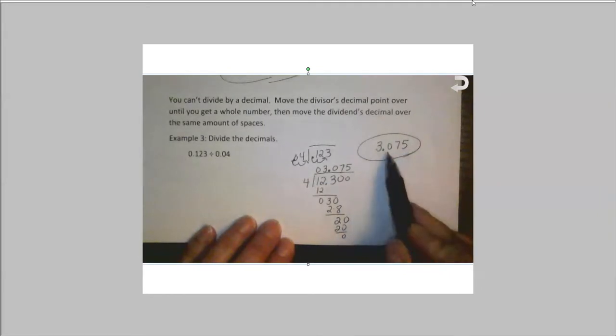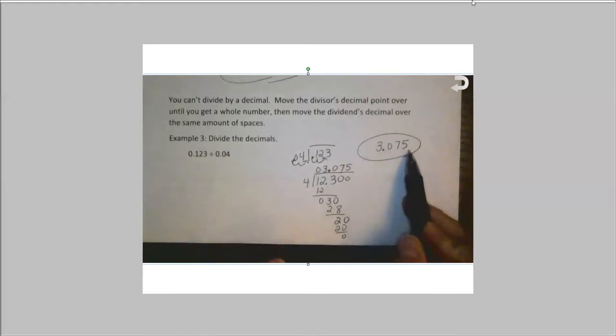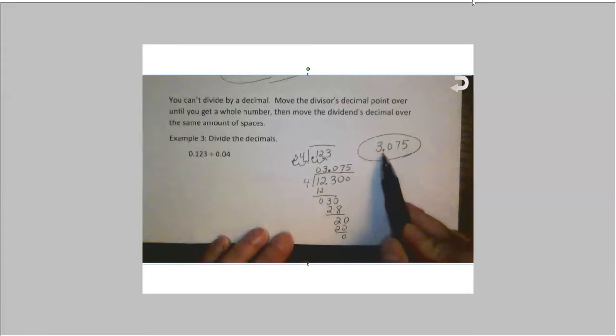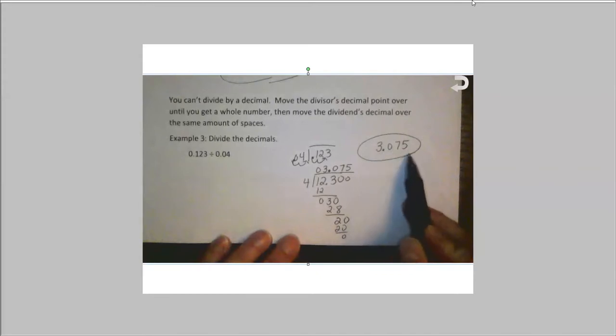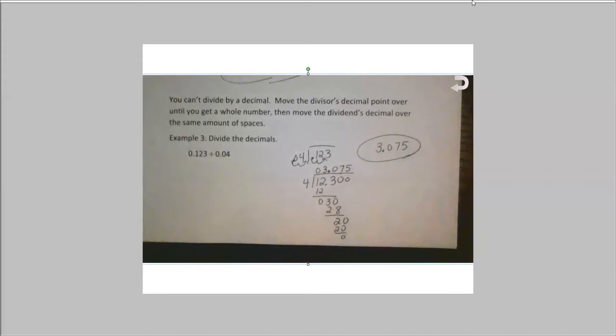Your decimal place goes tenths, hundredths, thousandths, and that ends in a THS, thousandths. So "and" separates the whole part from your decimal part, 3 and 75 thousandths. So you may want to refresh your memory on those decimal place values.